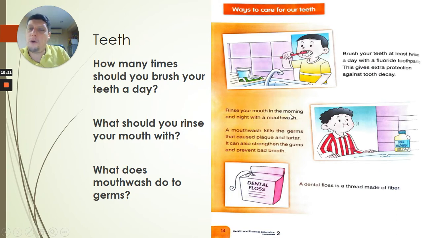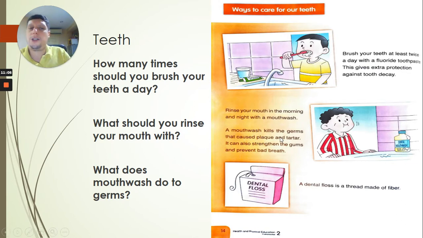Rinse your mouth in the morning and night with a mouthwash. Okay, rinse your mouth in the morning and night with a mouthwash. So after you brush your teeth, you should rinse your mouth out, okay? So you probably do this anyway. You brush your teeth, then you put water in, you gargle, and then you spit it out, okay? You should make sure that you always do that. But also, you can use water, or you can use a special mouthwash, okay? If you use a special mouthwash, it is better for you because they have more things in them to protect your teeth.